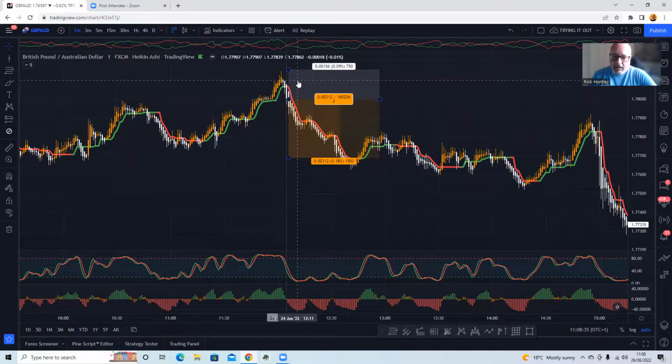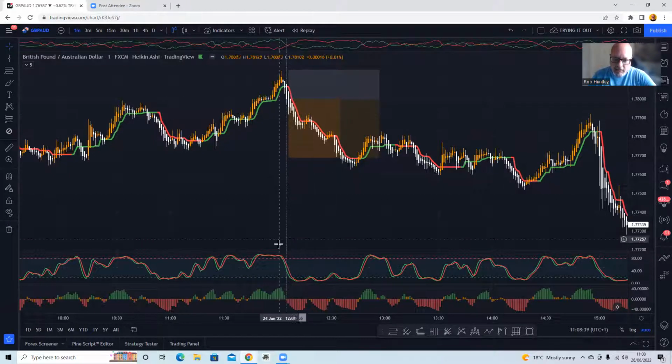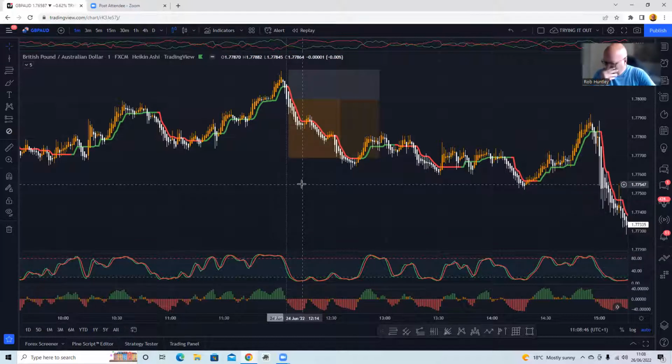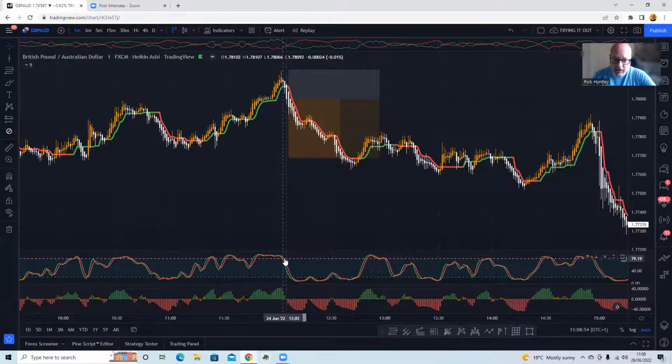So normally I might have got into that a little bit earlier because of the stochastic, but just for the rules of this, we're looking at the vortex indicator crossing at the top here, the stochastic crossing with the red above the green, and the QQE threshold changing from green to red to get in for our sell. And exactly the same applies in reverse.